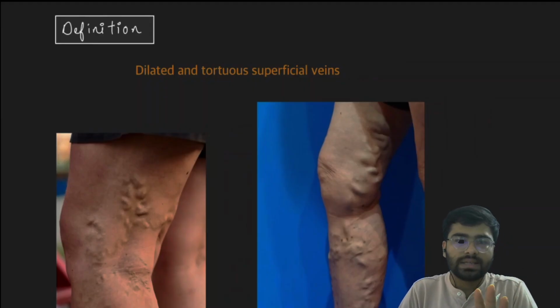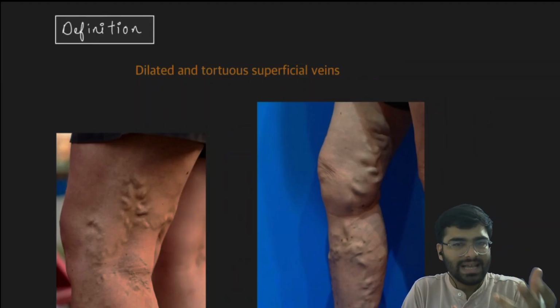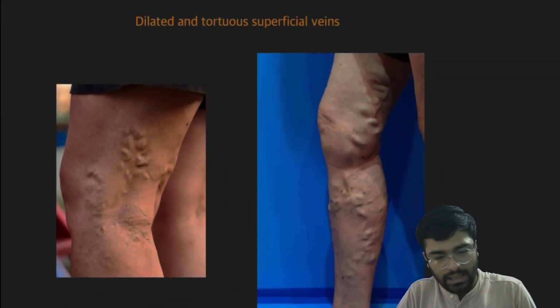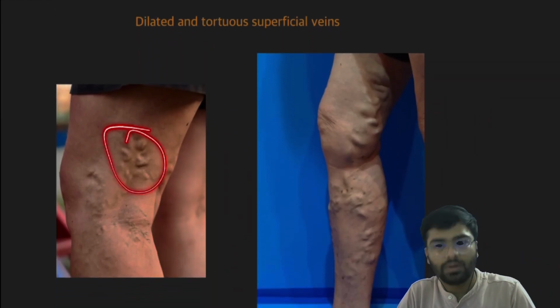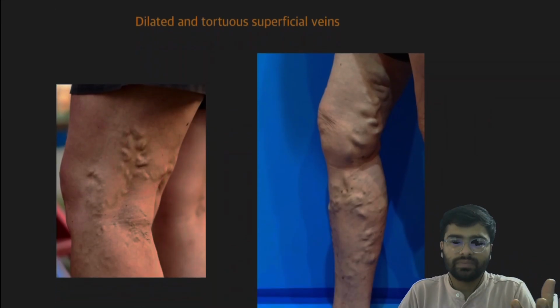And when these veins are not functioning well, when they become dilated, when they become big, of course, common sense tells they appear on the skin. So here you can see these are the dilated and tortuous veins. This is varicose vein, isn't it?